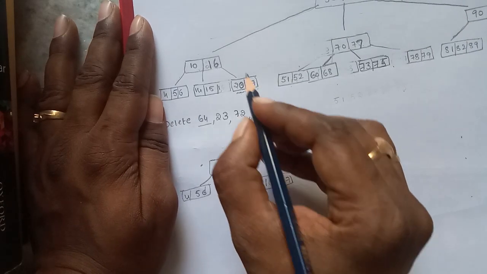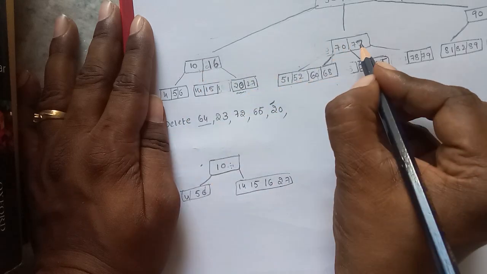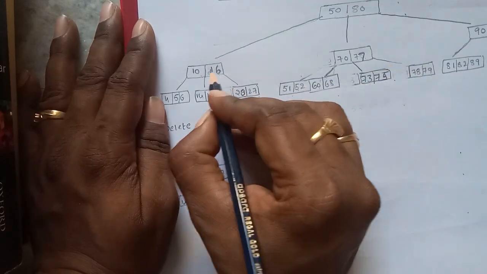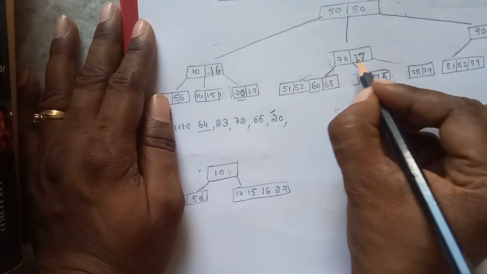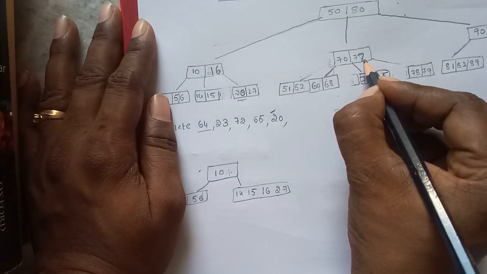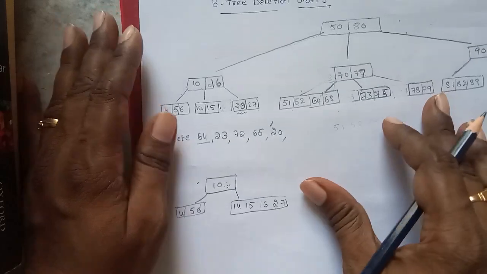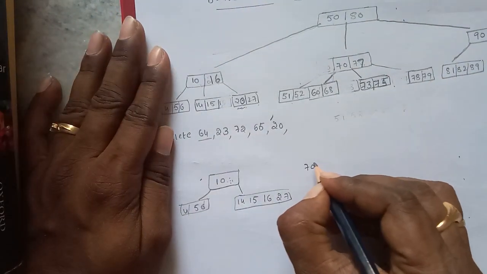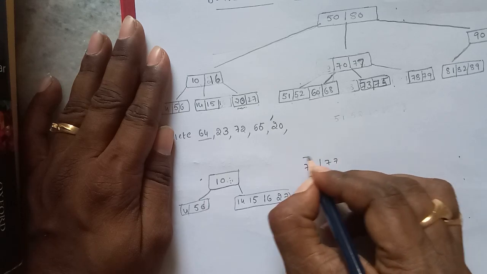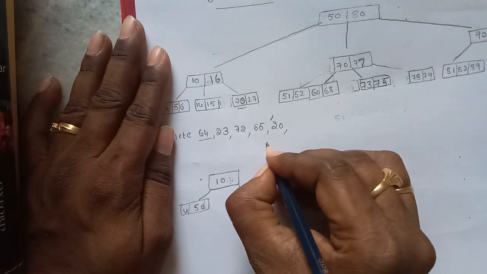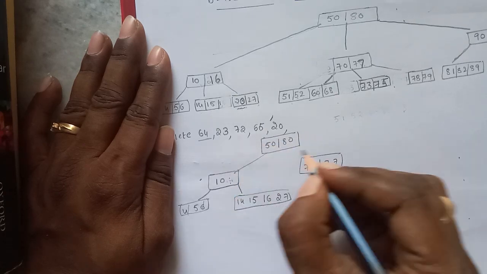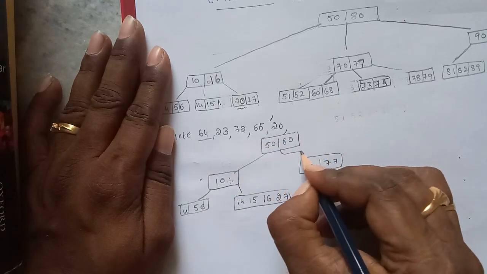Then what to do? Immediately we are checking its sibling. We are checking node 10's sibling. Node 10's sibling is 70 and 77. It also contains only 2 keys. So it is not possible. So this is the tree, 70, 77. The parent is 50, 80. This is the subtree and the remaining tree is as it is.